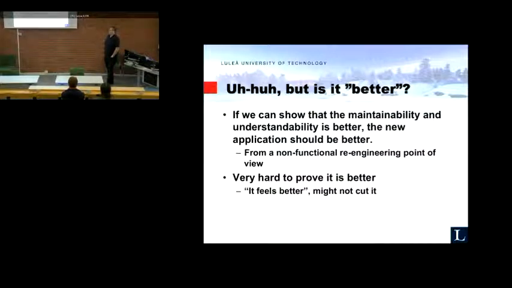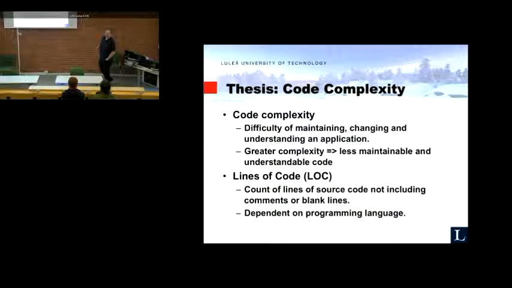But it's very hard to prove that it's better, right? So we can look at a number of metrics. We can look at code complexities. It's difficult to maintain greater complexity. Here's where the whole metrics comes in, right? We talked about the modifiability metrics, or quality attribute. And we have some metrics. How do we measure whether we have delivered something that's better?